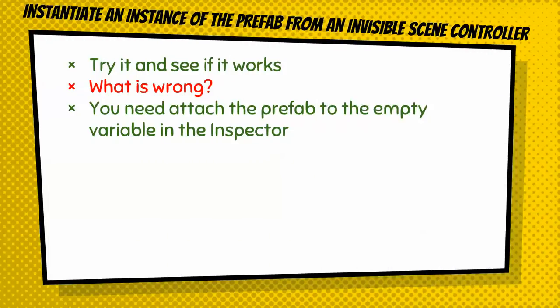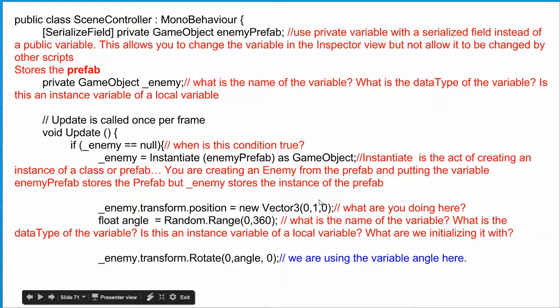Okay, so that's good. Now let's break this down. Look, we have this new thing called a serialized field. Use a private variable. So this was private, not public. Normally, if they're private, they don't appear in the inspector, but because it's a serialized field, it does. And this is good because we can keep it private. No other scripts can mess around with it, but yet we can still see it in the inspector, and we can add our prefab the way we need.